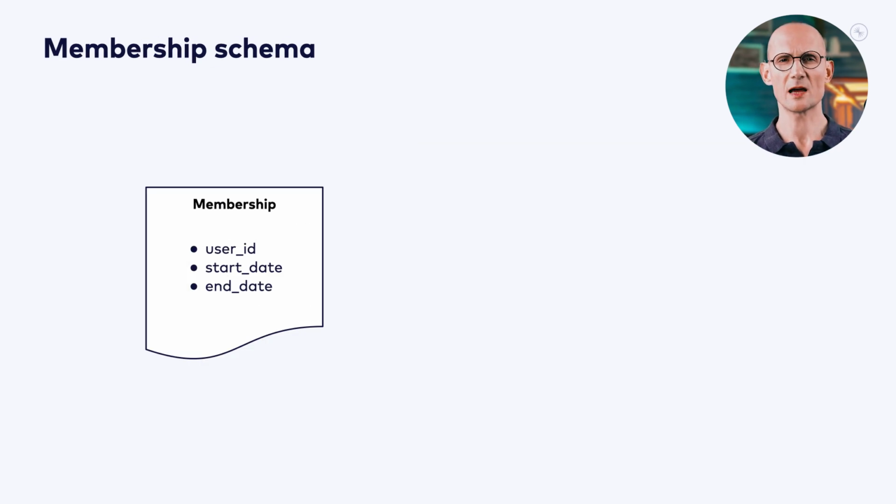Imagine you have the following Avro schema to record customer membership information. In this schema, there are three required fields: a user ID, and a start date and an end date, both of which represent the period during which the membership is valid.